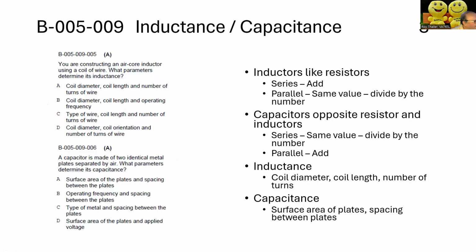answer. You are constructing an air core inductor using coil wire. What parameters determine its inductance? What's important here is the coil diameter, the length of the coil, and the number of turns of wire. So A would be the correct answer. A capacitor is made of two identical metal plates separated by air. What parameters determine its capacitance? That would be the surface area of the plates and the spacing between the plates.